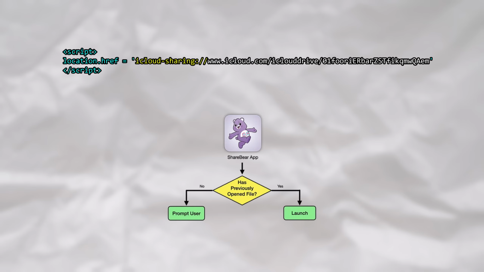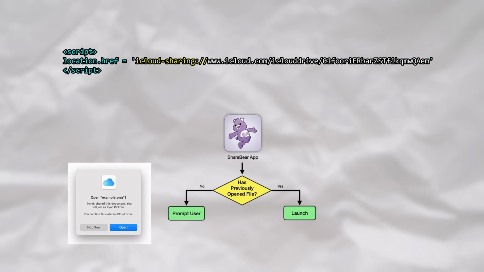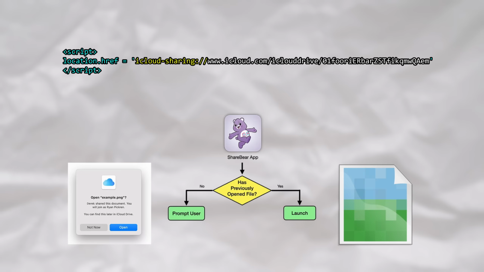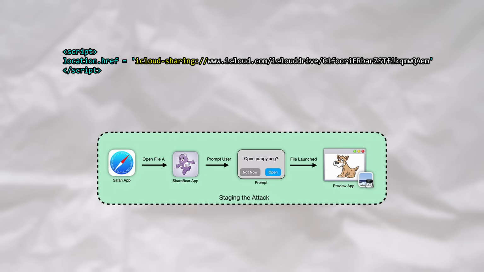Once this happens, there is some logic. If the user never opened the file before, ShareBear will prompt the user before opening the file. If this prompt was already accepted previously for this specific file, ShareBear will open the file right away without any user interaction. Once the file is opened, it will be opened in the native app on the Mac for the file type. For example, if the file was a PNG image, it would just be opened using the default Photos app on the Mac. This prompt here displays the file name and file extension, so if you downloaded a PNG, it would let the user know that it is attempting to open a PNG.